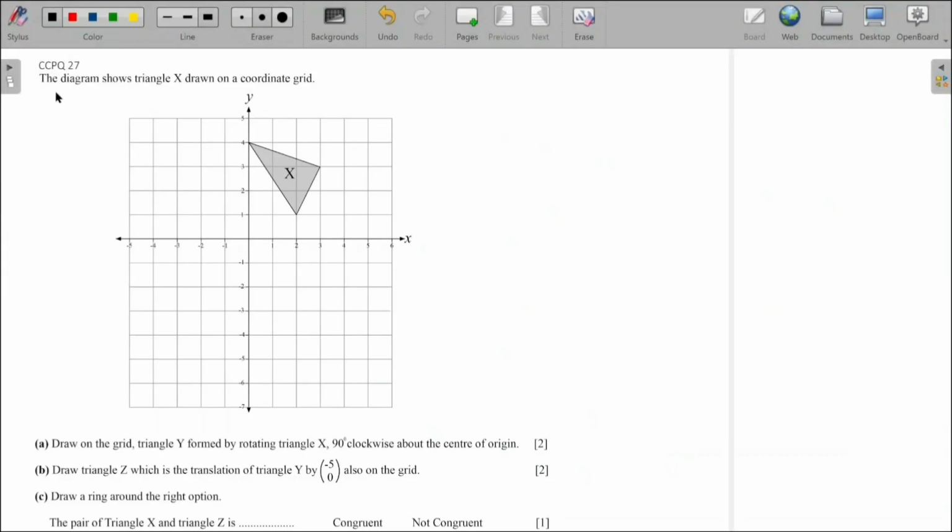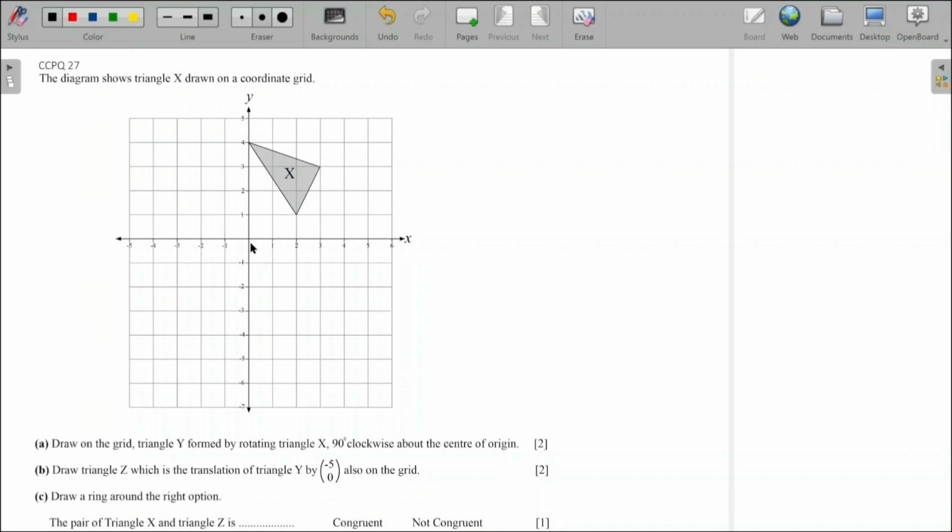Question 27. The diagram shows triangle X drawn on a coordinate grid. This is triangle X and this is a coordinate grid. The A part of it: draw on the grid triangle Y formed by rotating triangle X 90 degrees clockwise about the center of origin. What we're doing with question A is rotating triangle X 90 degrees clockwise about the center of origin. This is the center of origin, center O.